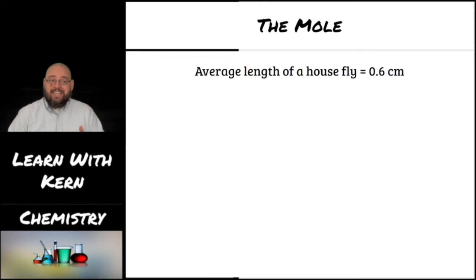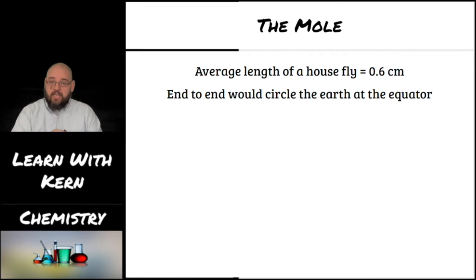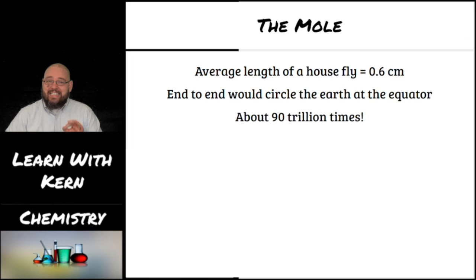So let's do another one. The average length of a housefly buzzing around is about 0.6 centimeters. If I were to take those houseflies and lay them head to tail over and over, and I had a mole of houseflies head to tail, it would go around the circumference of the Earth at the equator, the widest, thickest part of the Earth, all the way around 90 trillion times. It's a huge number. A mole is a huge number.